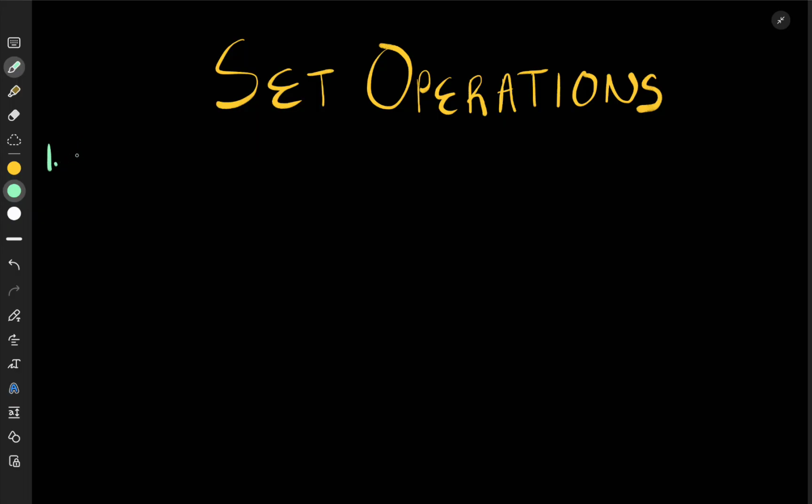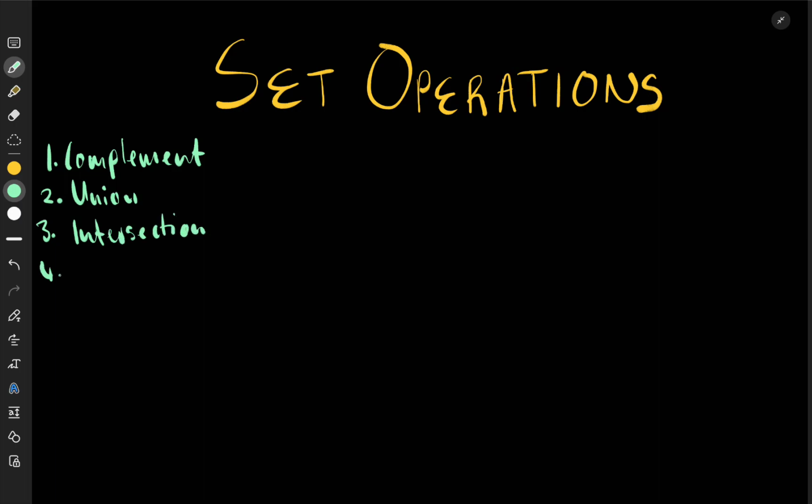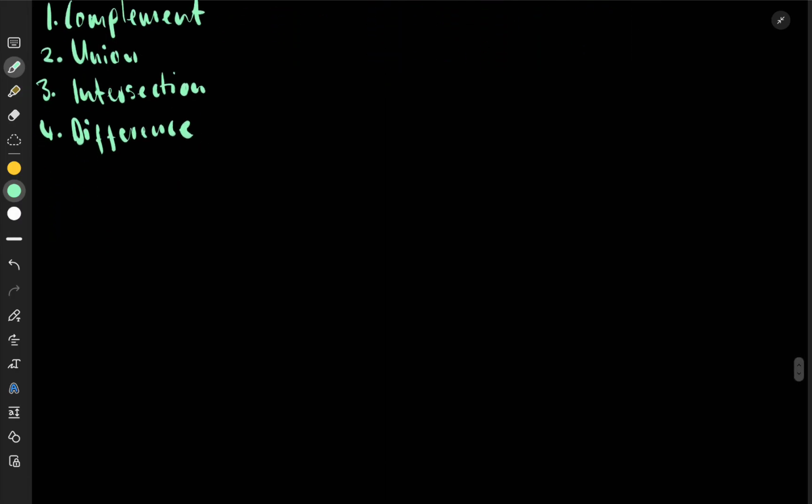So here are the set operations. I'll just list them for you first. One would be complement. Two would be union. Three would be intersection, and four would be difference. So if you see these things, then you are dealing with a set operation. We are working on a set somehow. So we'll start with complement.